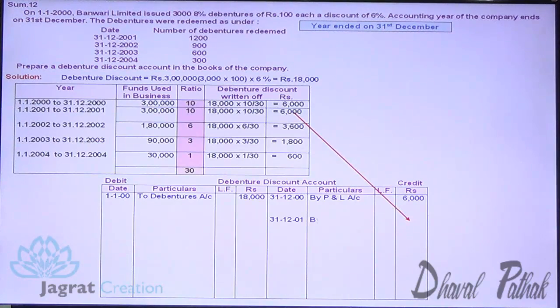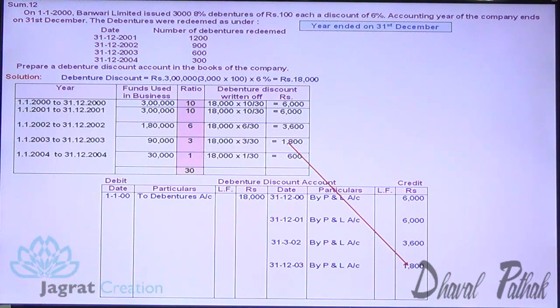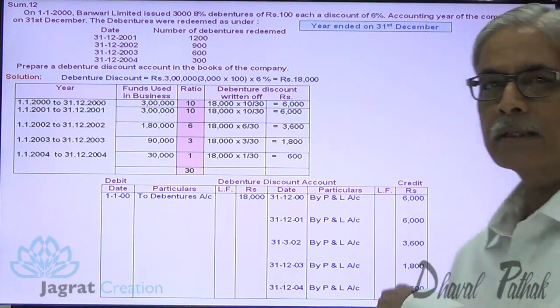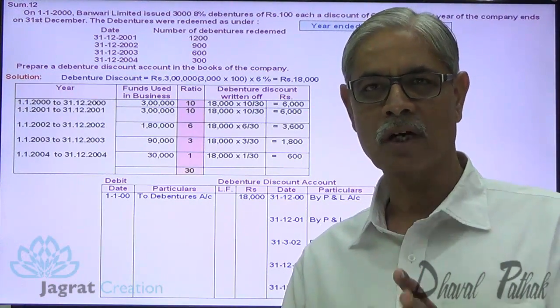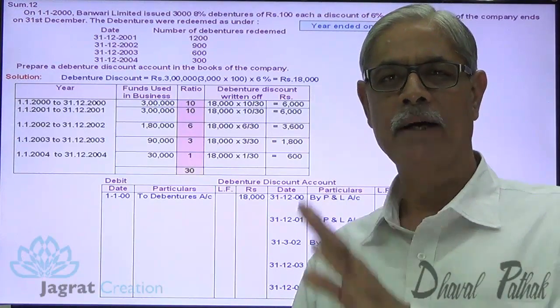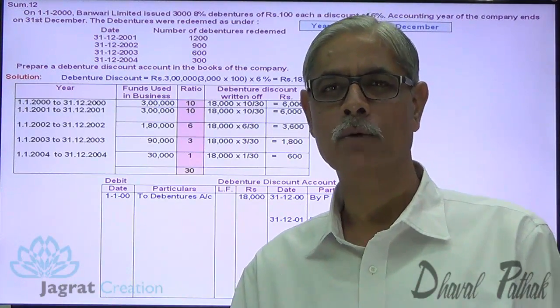Second year also 6,000. Third year 3,600. Fourth year 1,800, credited to debenture discount account. In the last year 600 is credited to debenture discount account. When debenture discount is written off, the journal entry is profit and loss account debit to debenture discount account credit.